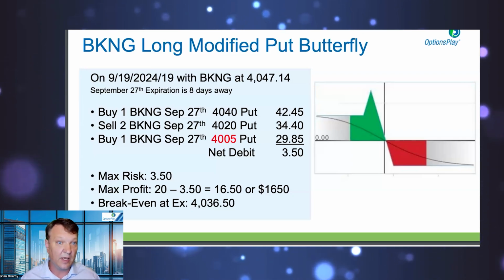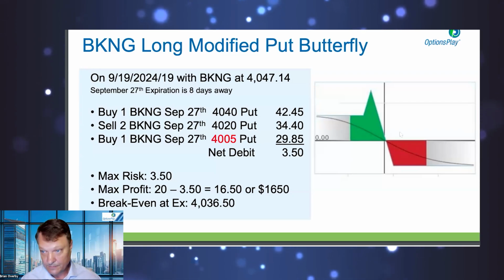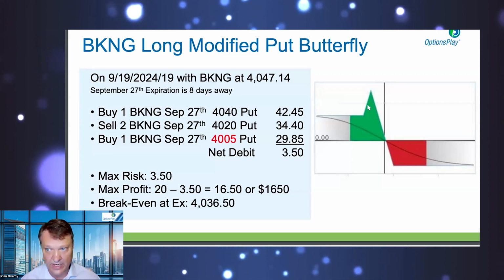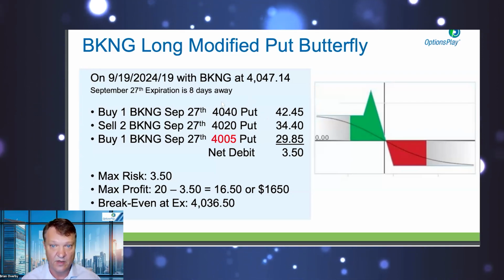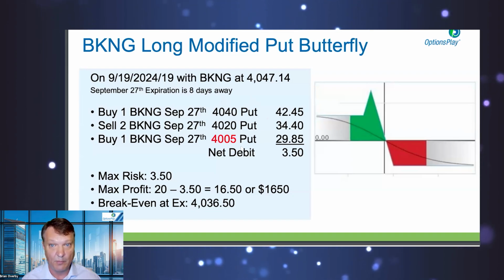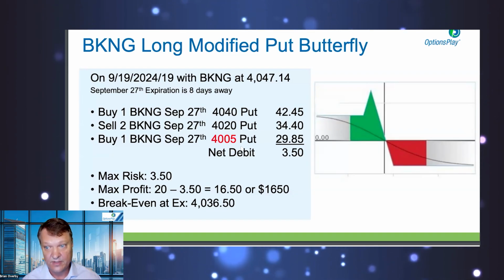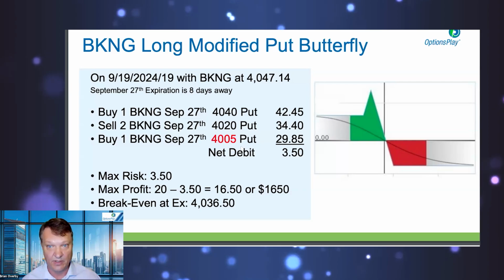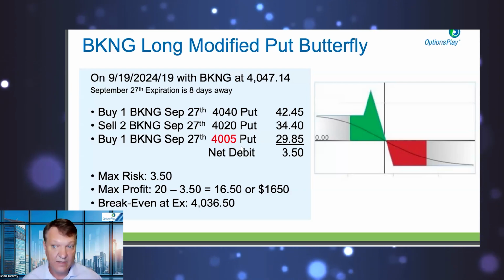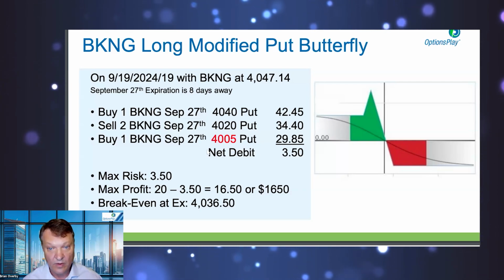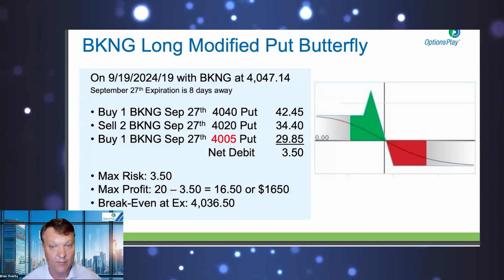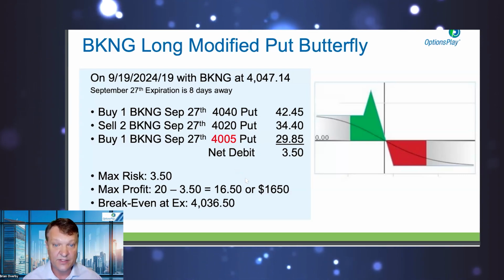If I was going to get bearish on Booking Holdings, we can still adjust this trade, and that adjustment would work in this underlying. I personally would be more apt to pay more upfront to have the possibility of making money anywhere below our protective strike of 4,005. So let's go through the numbers.